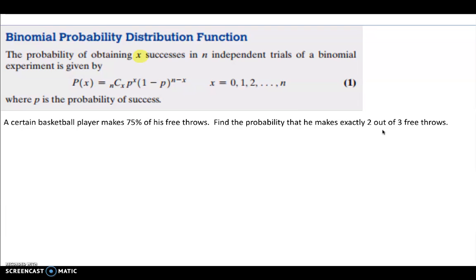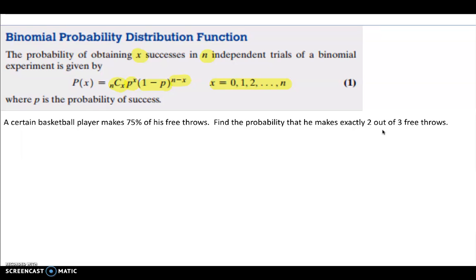So the probability of obtaining X successes in N trials, if you are a binomial experiment, is N choose X times your probability of success raised to the X power times 1 minus P, which is your probability of failure, to the N minus X power. Again, X can be anything between 0 and your total number of trials. These calculations are going to get big in a hurry, so we are going to use StatCrunch to get these. But I'll just show you a basic one as to how this works.